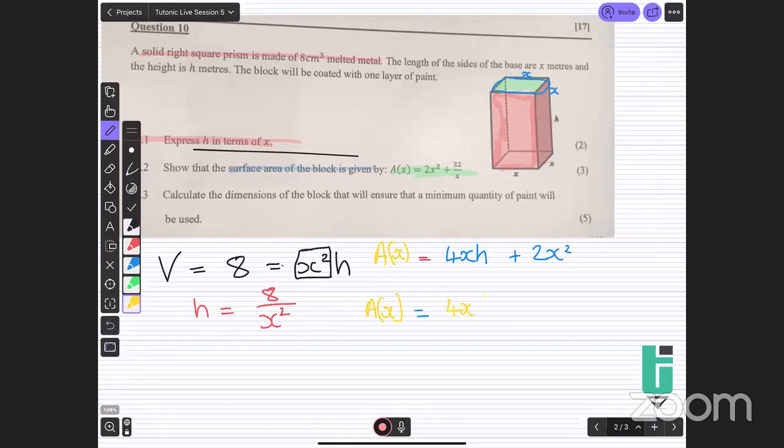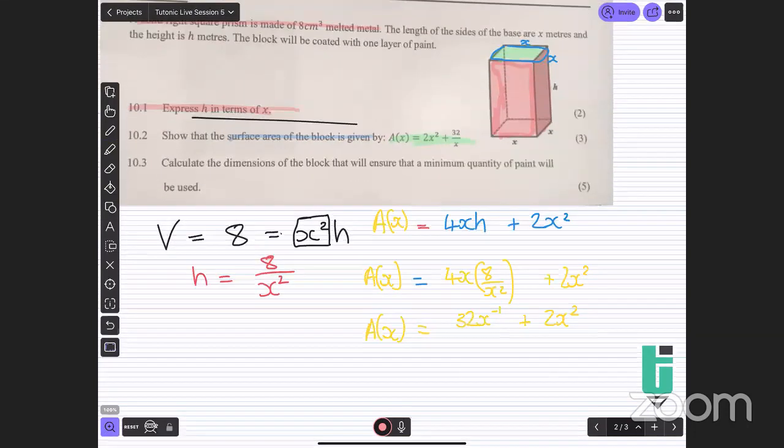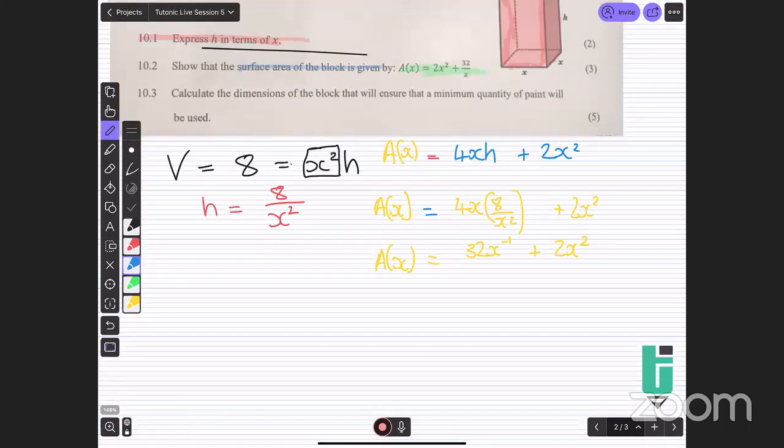4x times 8 over x squared. So then the x cancels with the denominator. I'm just going to write it like that. And that's what they want, right? You guys see that? That's what they want.